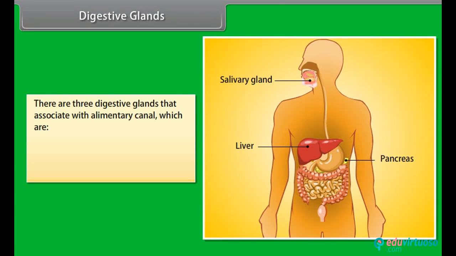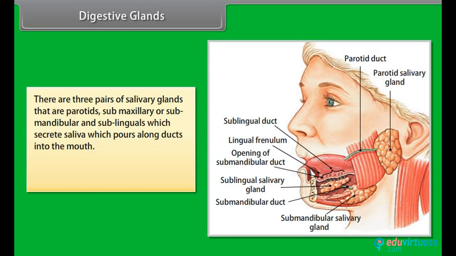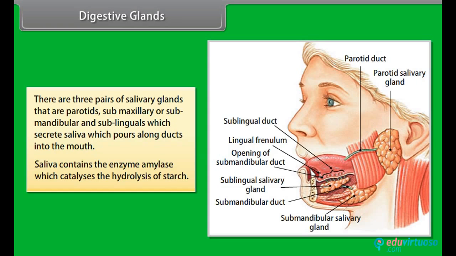There are 3 digestive glands that associate with the alimentary canal, which are salivary glands, liver, and pancreas. There are 3 pairs of salivary glands: parotids, submaxillary or submandibular, and sublinguals, which secrete saliva which pours along ducts into the mouth. Saliva contains the enzyme amylase, which catalyzes the hydrolysis of starch.